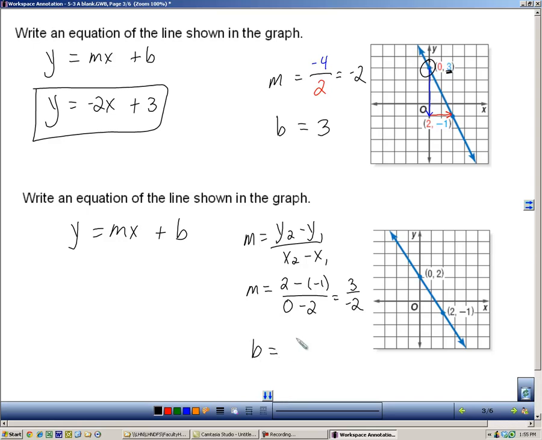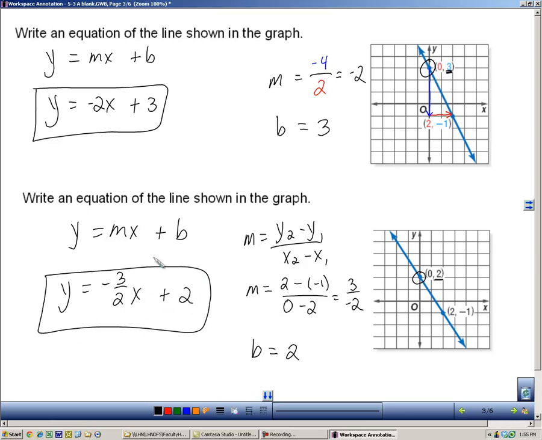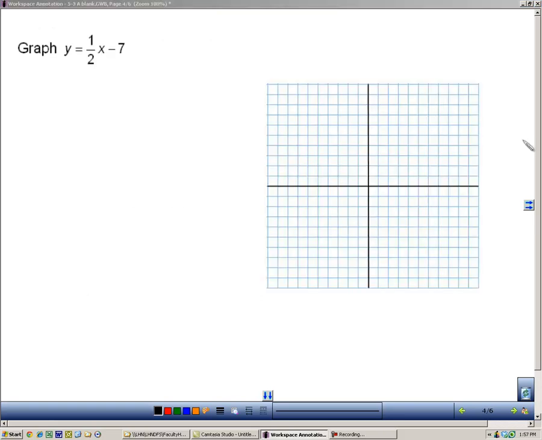And my y-intercept is right here. It's where the blue line crosses the y-axis, and the y value is a 2. So y equals -3/2 x plus 2. We'll plug slope in for the m and y-intercept for the b. Here I have a linear equation that's in slope-intercept form, y equals mx plus b form, and I have to graph it.